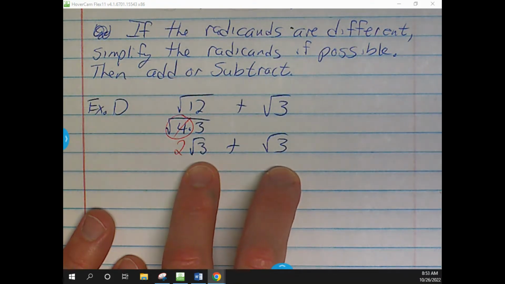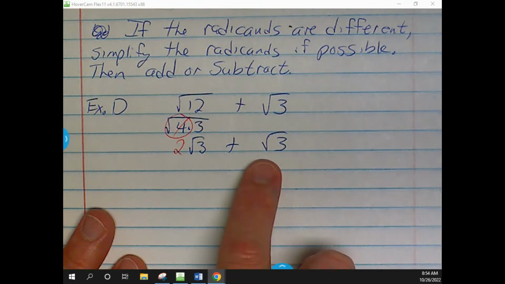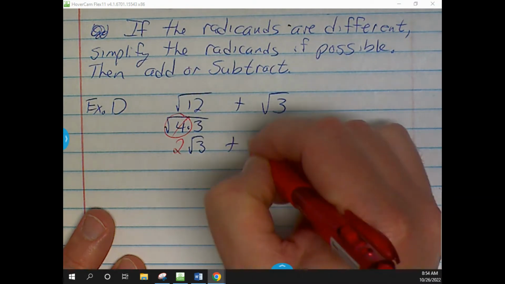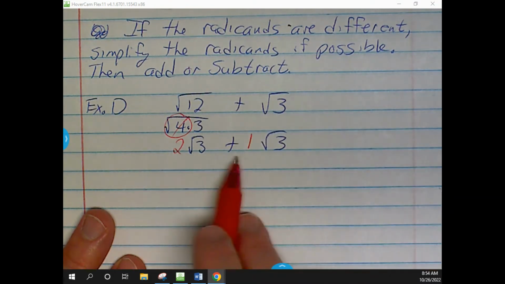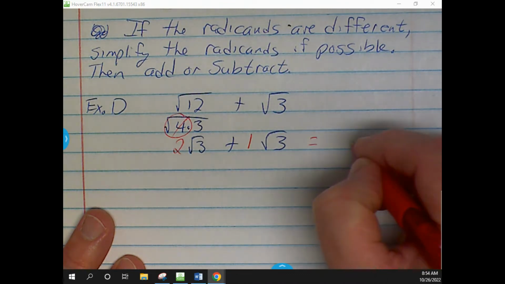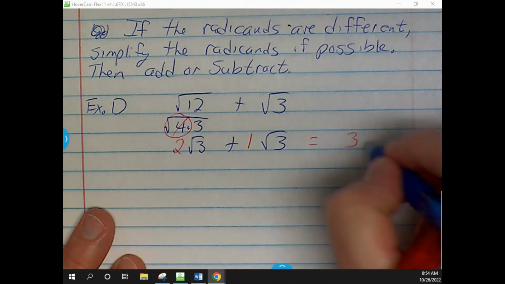So now you can combine the coefficients. Now, one thing you got to remember for this one, if it's square root of 3, what coefficient's understood there? There's a 1 there, right? Because this is 2 square root of 3. This is really technically 1 square root of 3. So if you combine this thing together, that would be 3 square root of 3.